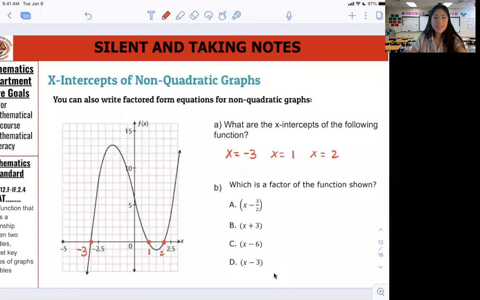That was it. That's how easy it can be. But now, which of the factors would match? Remember, if you get a -3, it would match with a +3. If you have a +1, it would match with a -1. If you have a +2, it's going to match with a -2. So which one is it going to be? B. Because when you put these all together, it would be x plus 3, x minus 1, and x minus 2. So you have to remember to flip that sign.